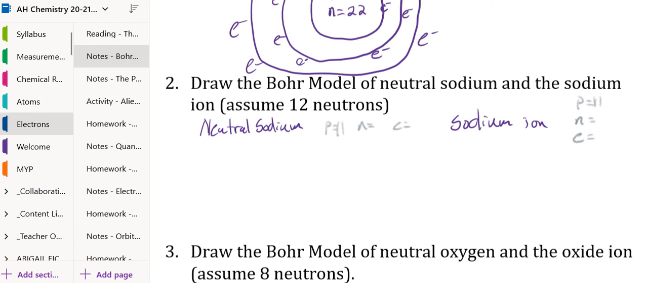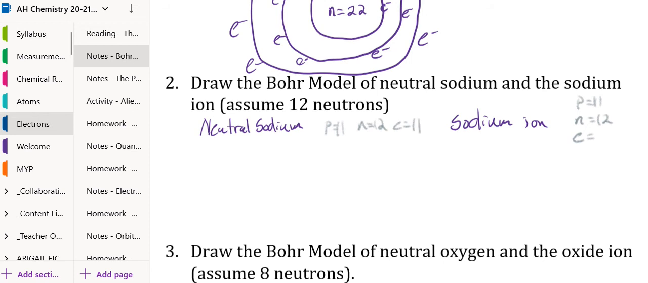They tell us to assume that in this case, sodium has 12 neutrons. So I'm going to fill that in for both. So when they say neutral sodium, what does that tell us? Same number of electrons and protons. So it's going to have 11 electrons.